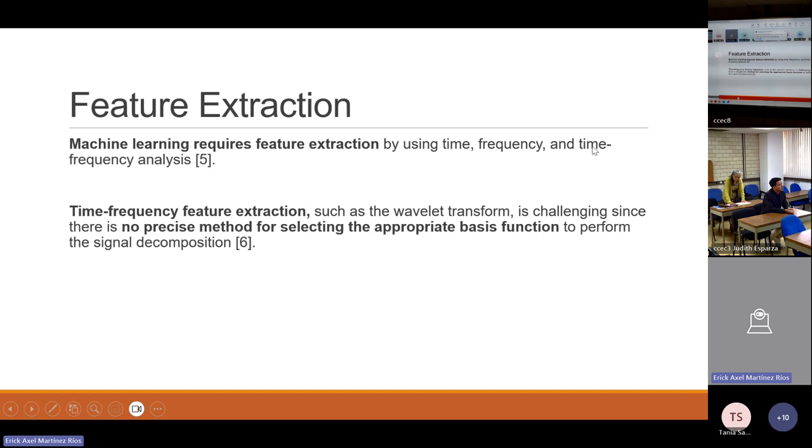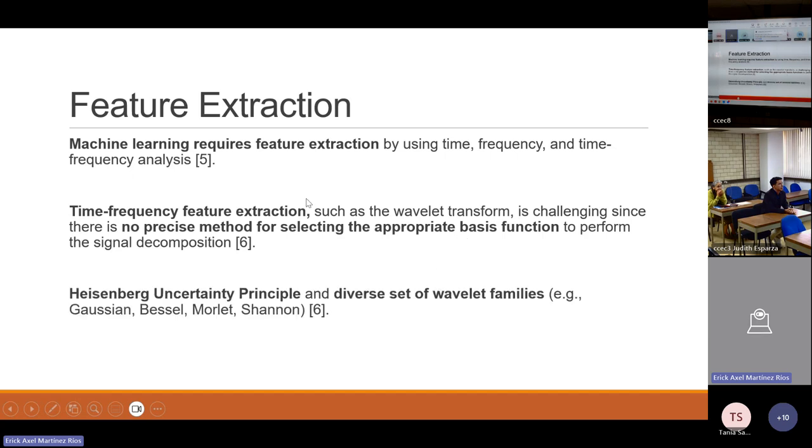In particular, for the case of using time frequency analysis, such as the wavelet transform, it is very challenging to know how we can perform this signal decomposition, because we have a diverse variety of wavelet functions to perform the signal decomposition. And the challenge of selecting a wavelet is related to the Heisenberg or uncertainty principle, and also the diverse set of wavelet families that we have, such as the Gaussian, Bessel, Morlet, and Shannon wavelets. So in this sense, we have a lot of wavelet functions to perform this time frequency decomposition, but there are no precise guidelines to select this wavelet function and then perform feature extraction or signal representation using these techniques.